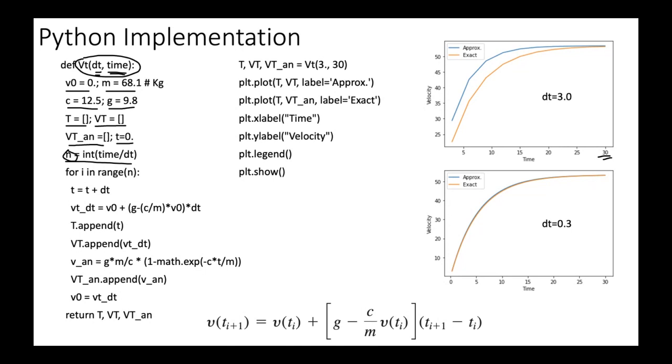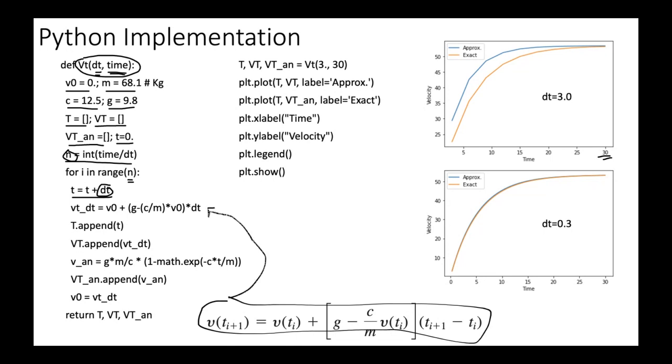Okay, so I do a for loop here, starting from 0 till the number of iterations. Each time I increase the time by dt. Okay, this is what I do here. And then I calculate the velocity based on this formula. So actually, this formula is exactly this one here. Okay, so this is the initial velocity, and this is the velocity on the next step, and this term is just this term here.